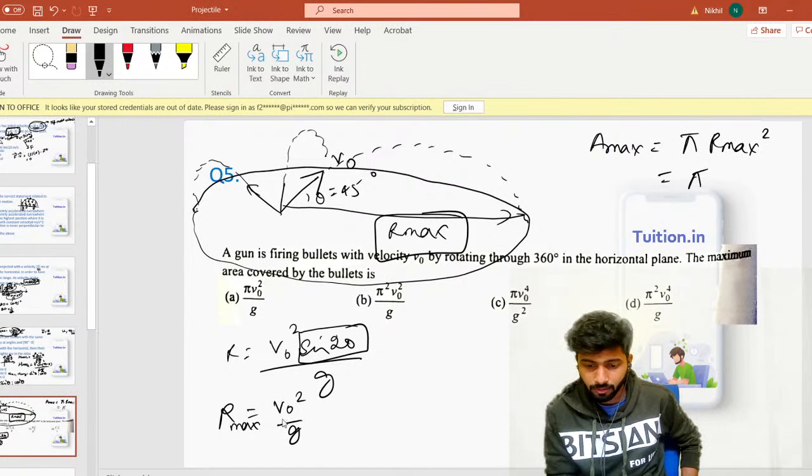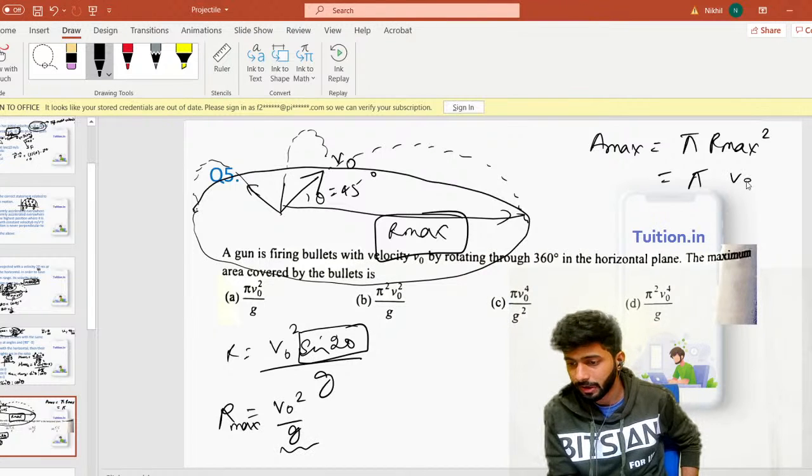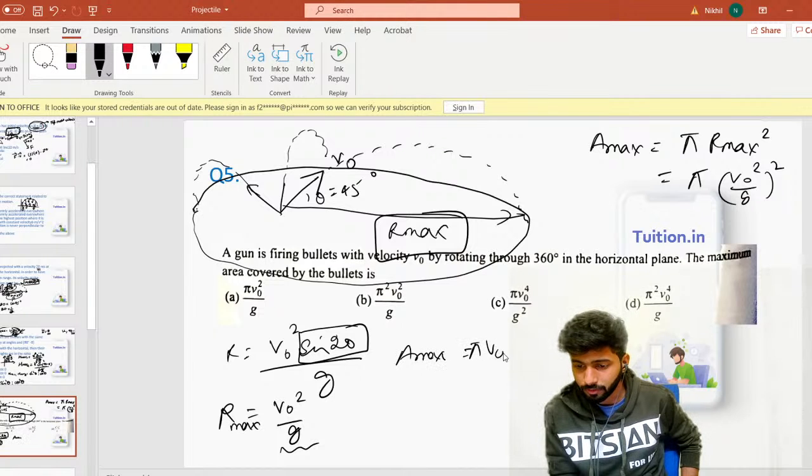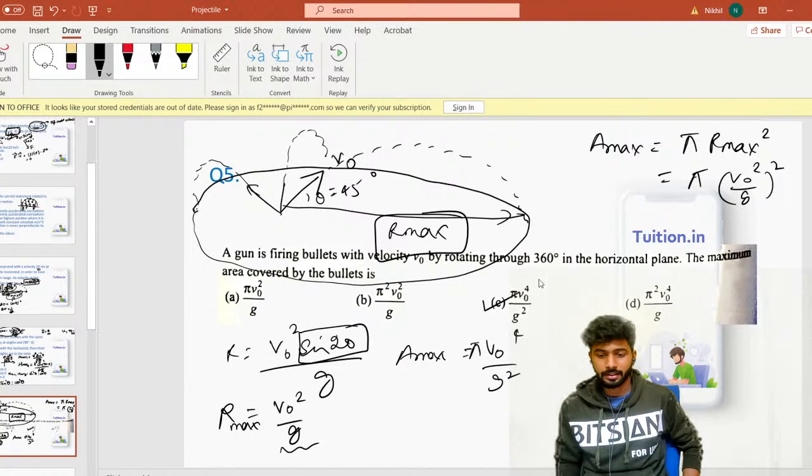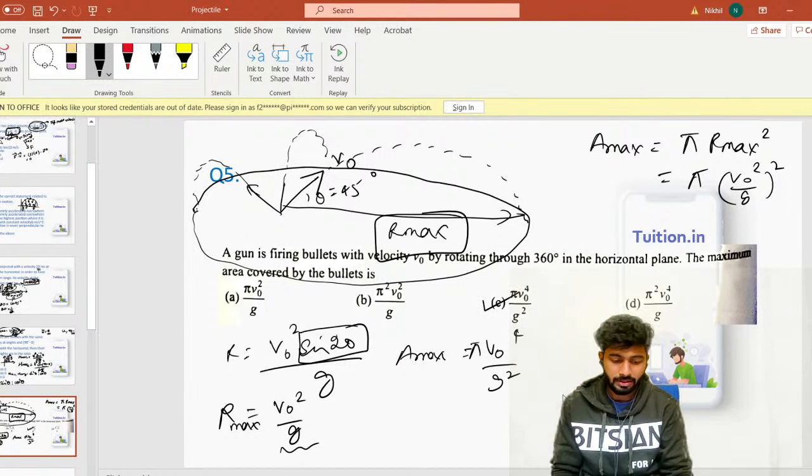Which is pi into this quantity's square, v0 square by g whole square, right? So maximum area is pi into v0 power 4 by g square, right? Which is option C. That's why the answer to the question is option C.